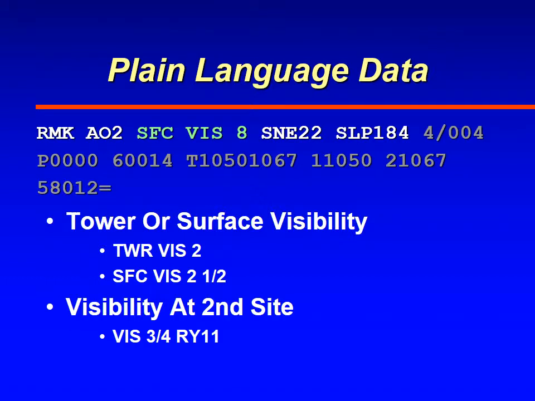Also, if there is visibility reported at a second site, sometimes they have a transmissometer or something else that's measuring visibility, and they'll tell you that. In this case, they're saying visibility is 3/4 a mile along runway 11.